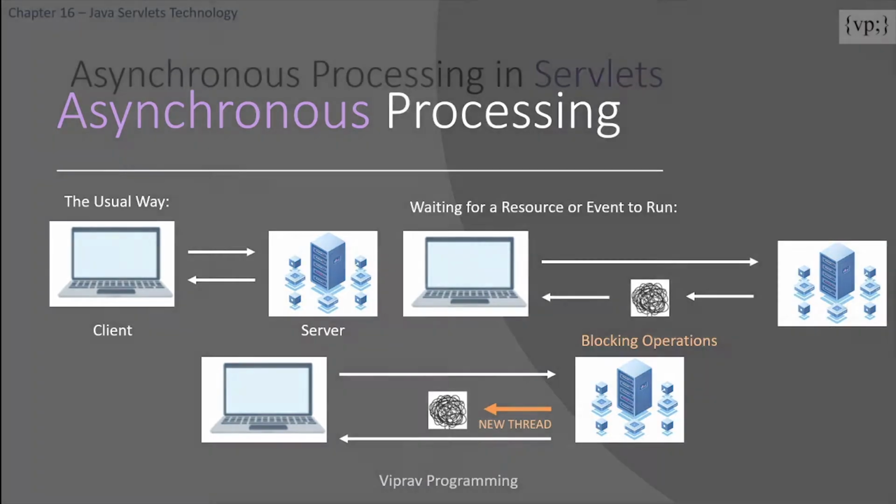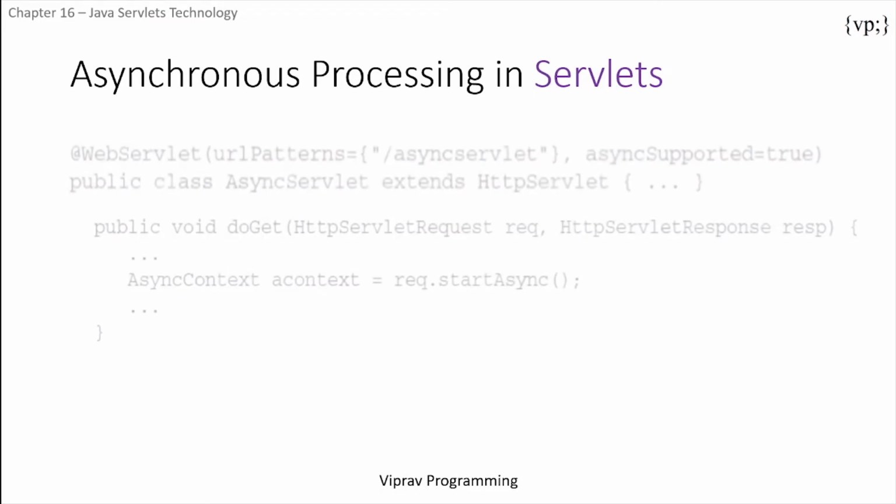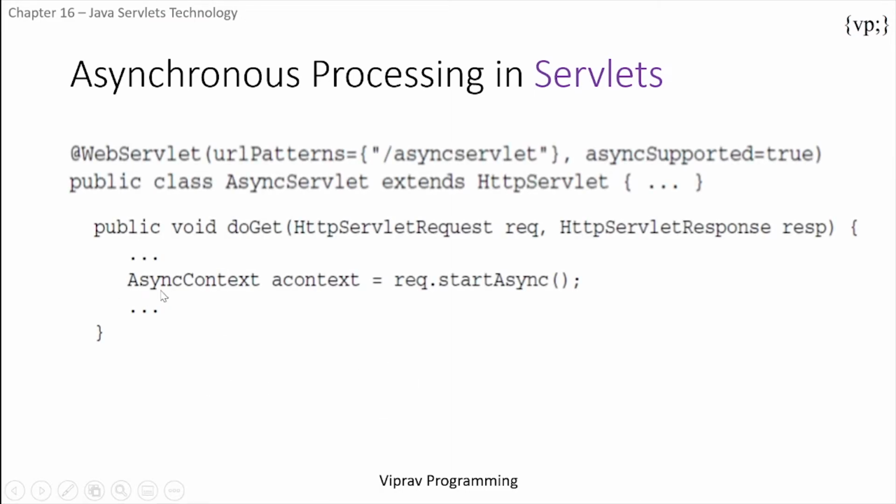So asynchronous processing in servlets is done by doing AsyncContext context equals request.startAsync. To enable asynchronous processing on a servlet, you set the parameter asyncSupported to true, which you can see over here. And you can then use startAsync inside your methods. This call puts the request into an asynchronous mode and ensures that the response is not committed after exiting the service method.